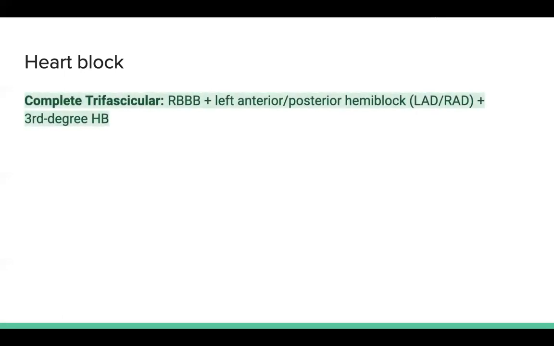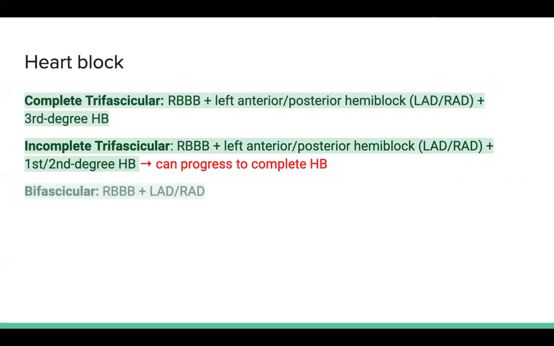Let's talk briefly about heart block. There's various types of heart block, but I'm going to talk about 3 different types. So first, we've got complete trifascicular block. This is right bundle branch block with left axis or right axis deviation and 3rd degree heart block. So this is complete trifascicular block.